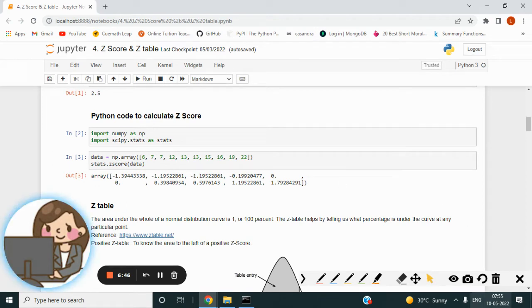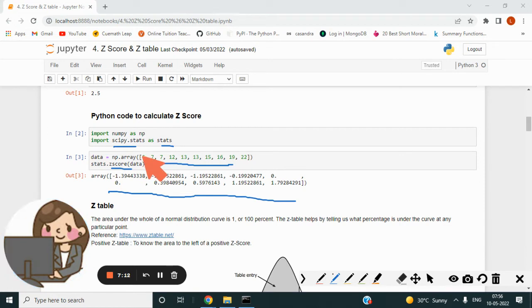What you have to do is import scipy.stats as stats. Then, if you have an array, like this array that I have, in order to find the z-scores of it, you write stats.zscore of data. If you give that, you will get the z-score of all the elements inside it.